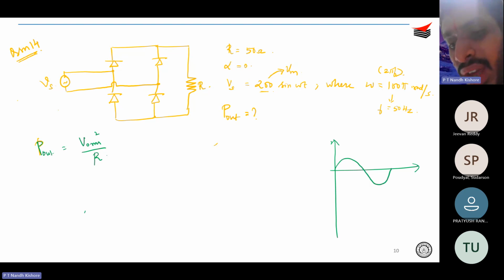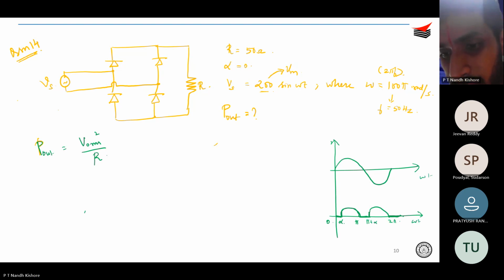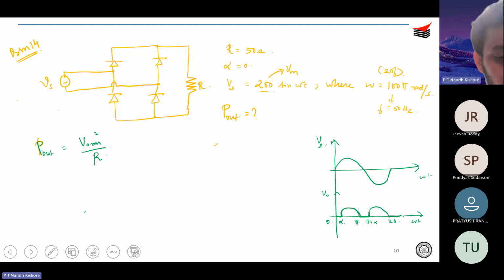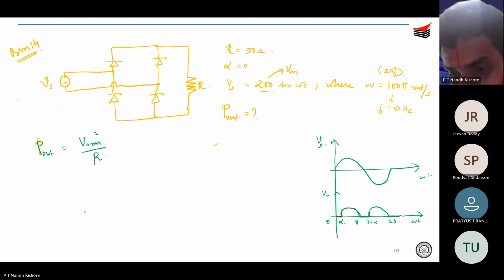So this is one wave of your input voltage. And how is your output going to look like? Your output will look like this, correct? This is how your output is going to look like: 0, alpha, pi, pi plus alpha, 2 pi. V naught, Vs, right? Do we need to draw this again or is this fine? Okay, I think it is fine now.